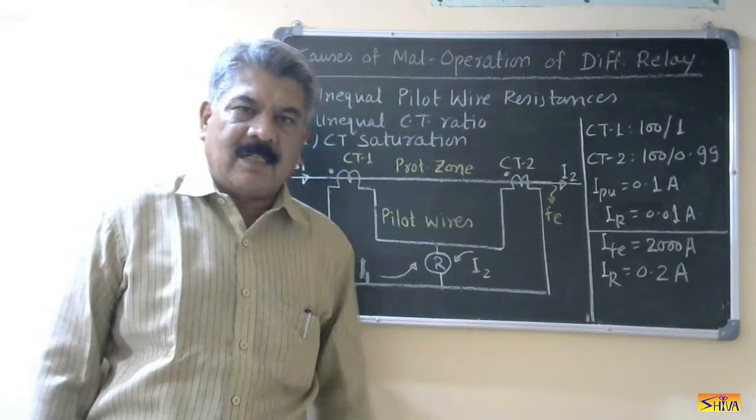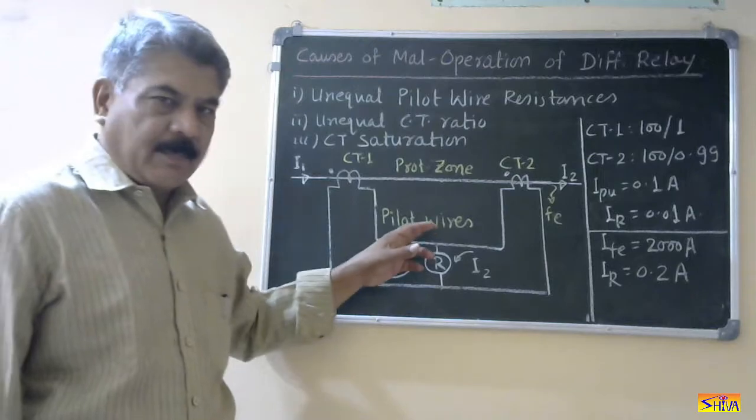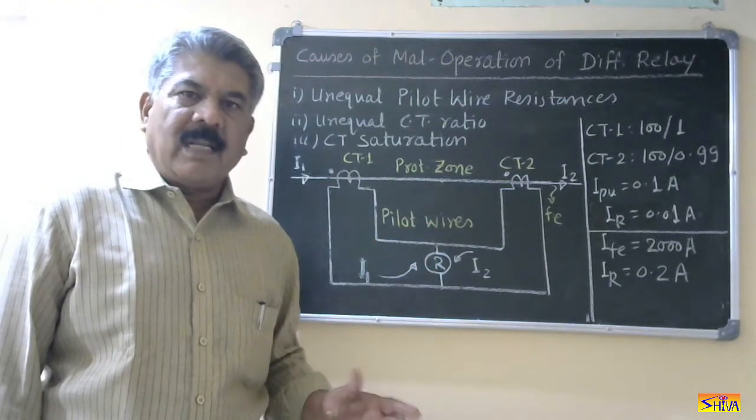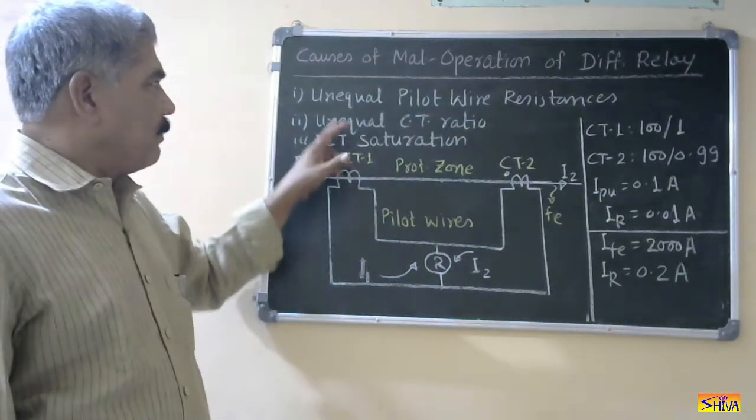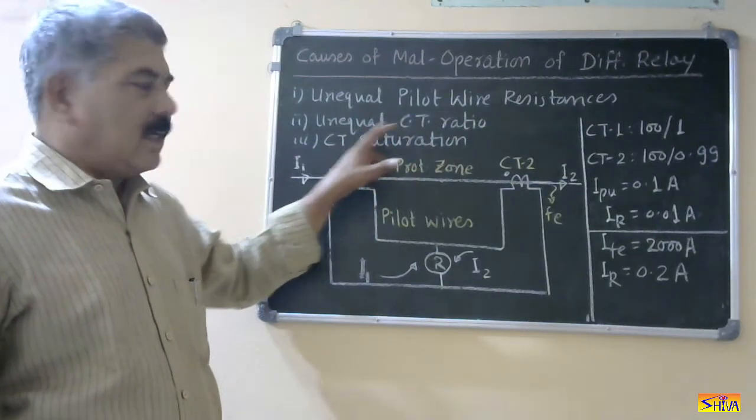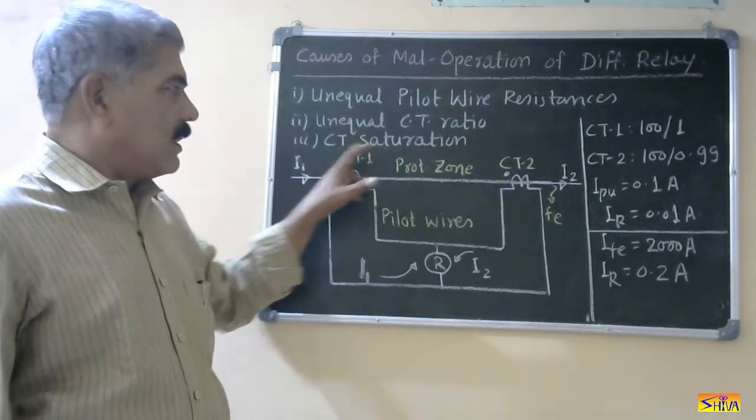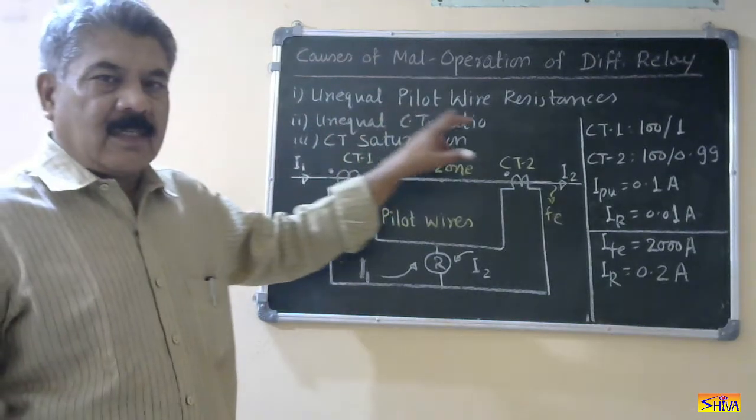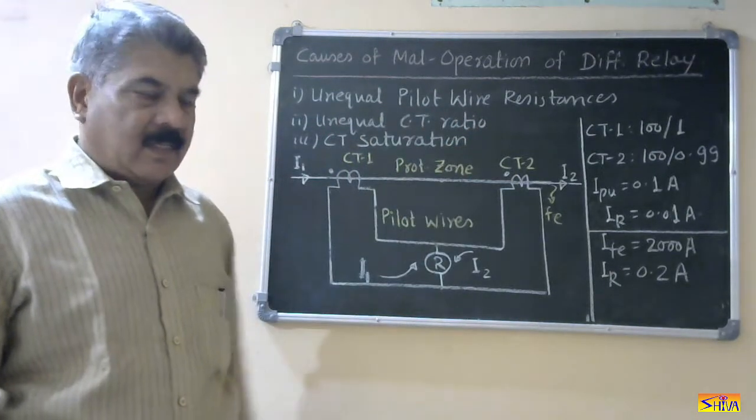Now there are three reasons for such type of operation. There are three reasons why the relay loses the true fault stability. Number one is unequal pilot wire resistances. Second, unequal CT ratio. And third is CT saturation. Let's take one by one. First is unequal pilot wire resistances.